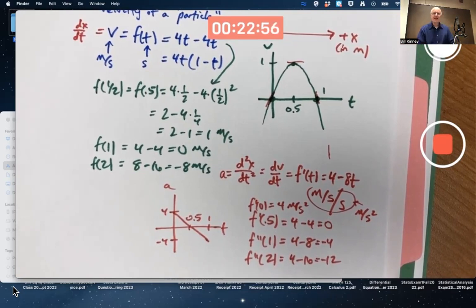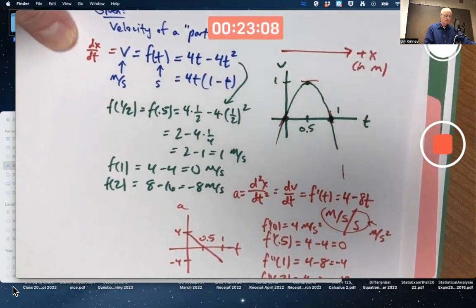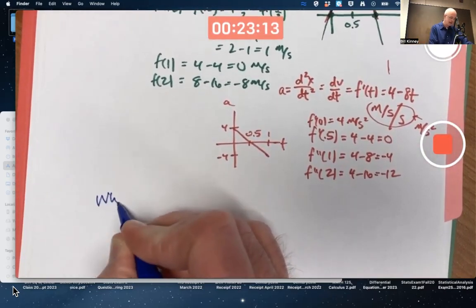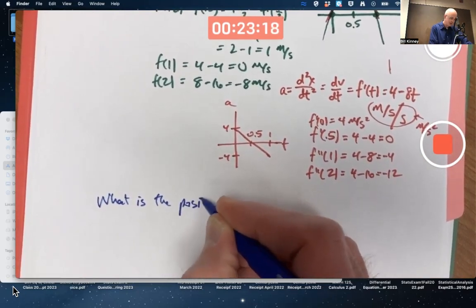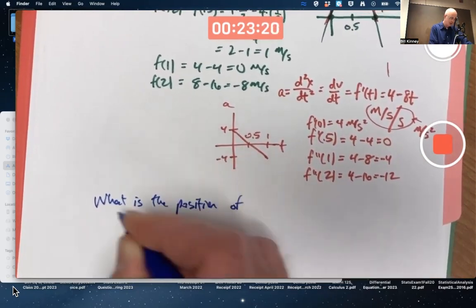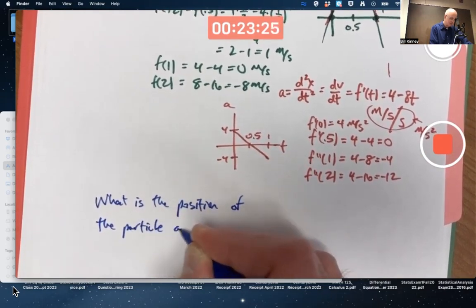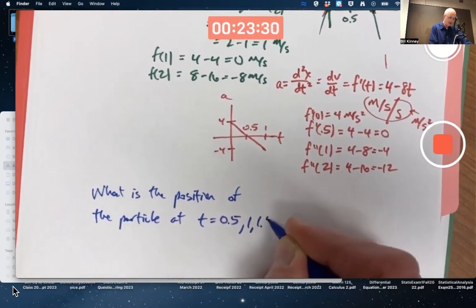Okay. Anyway, that's some information about how to think about this with velocities and accelerations. But we want to go back with integrals to position. And we want to answer questions like, what is the position of the particle at various times? Say like t equals 0.5, 1, 1.5, and 2 maybe.